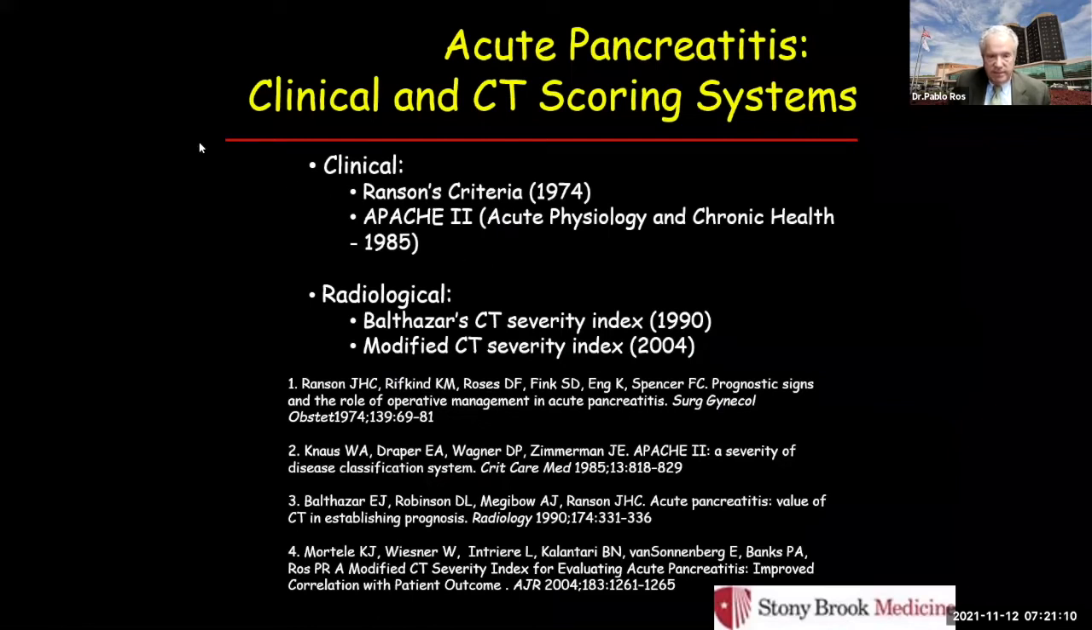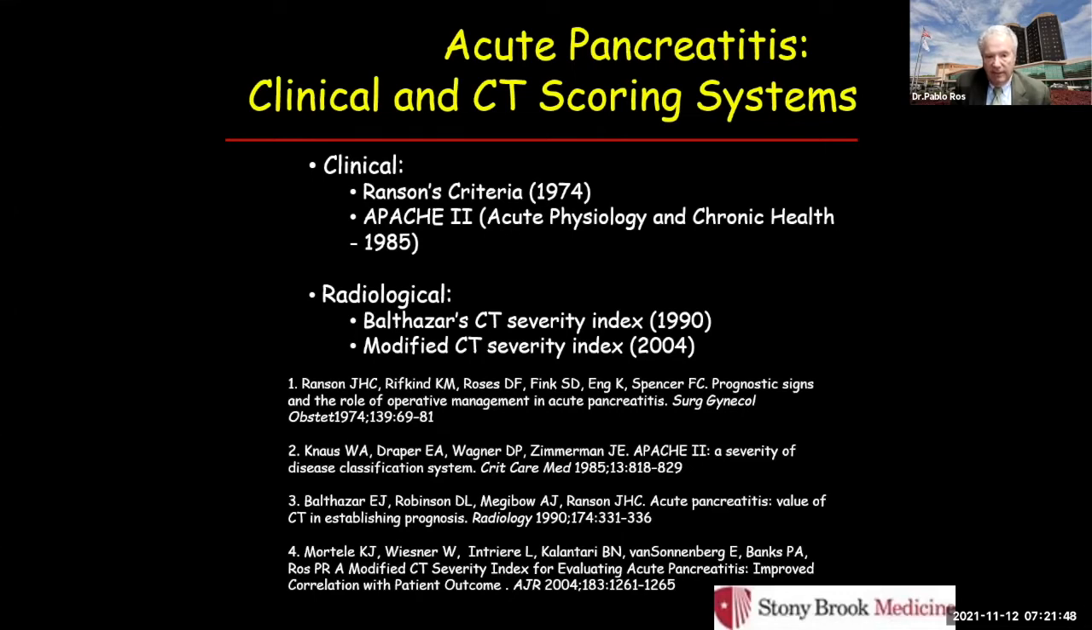So the scoring systems, there are clinical scoring systems and radiological scoring systems. Dr. Ranson was a very famous chief of surgery at NYU, close to us in Manhattan. And Dr. Ranson was a surgeon, and he developed these criteria that are basically clinical criteria. They talk about heart rate, pulsation, fever, and levels of lipase and amylase. It's purely clinical. These were modified into the so-called APACHE 2 classification, that basically talks about acute physiology and chronic health.